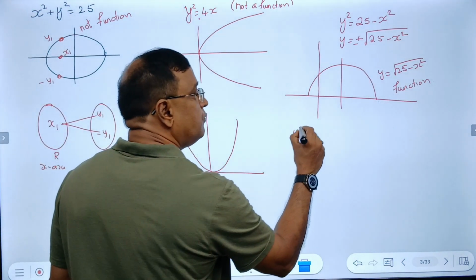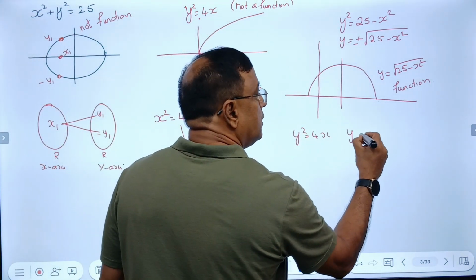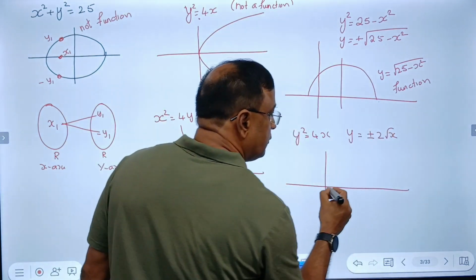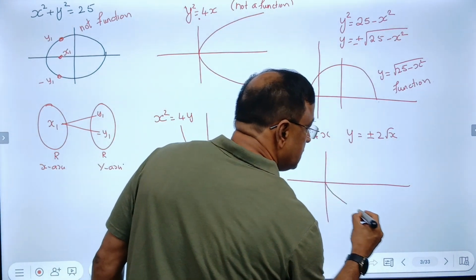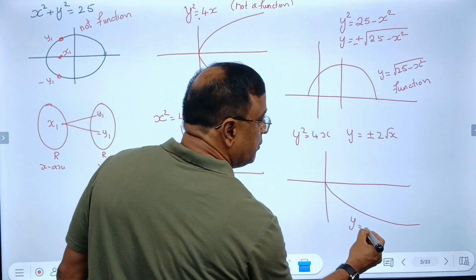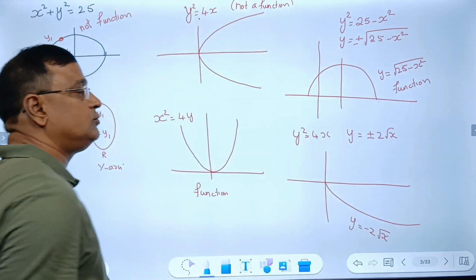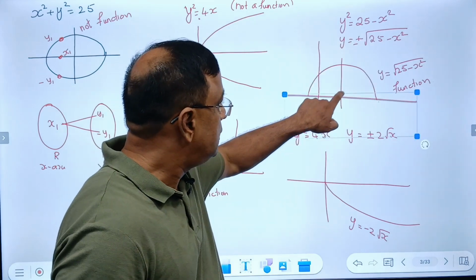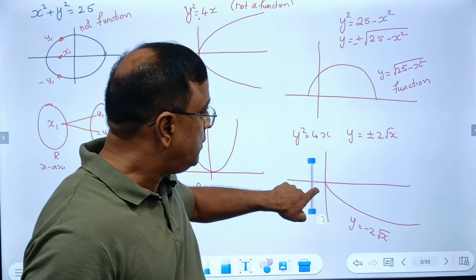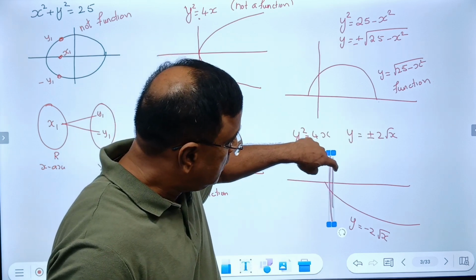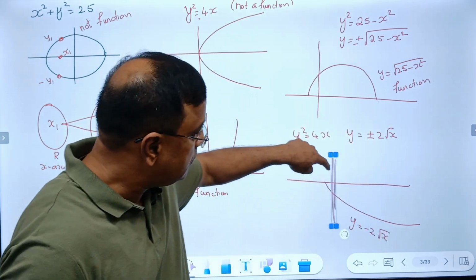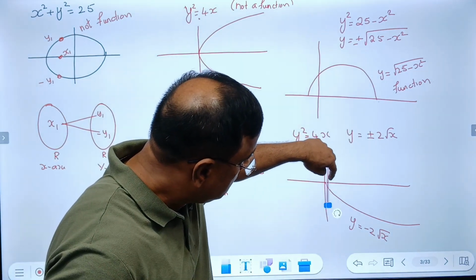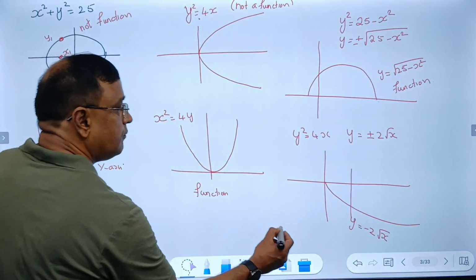You can also look at this. You have y square equal to 4x. So y will be plus or minus 2 root x. If I take the negative part of it, it will be a graph like this, a parabola, and you get the lower part. This is y equal to minus 2 root x. Just for a change, I took minus 2 root x. Now, if you move the vertical line, see what happens. Wherever you move it, it intersects the graph at exactly one point. Therefore, this is a function.